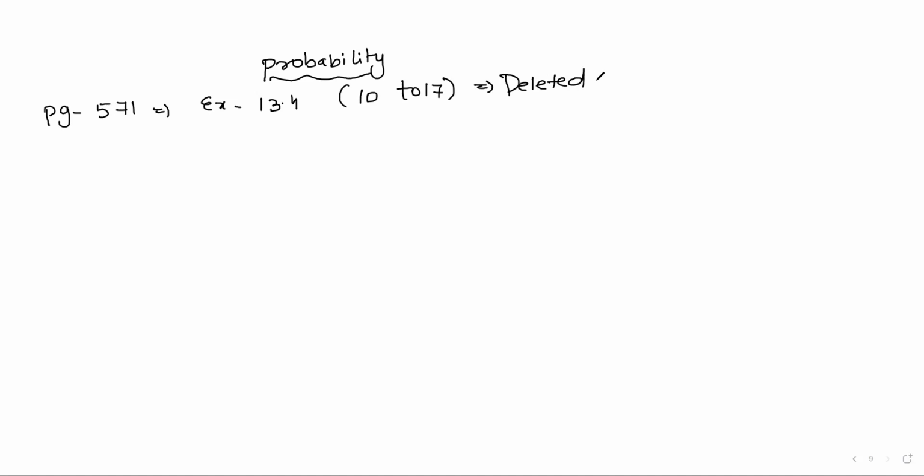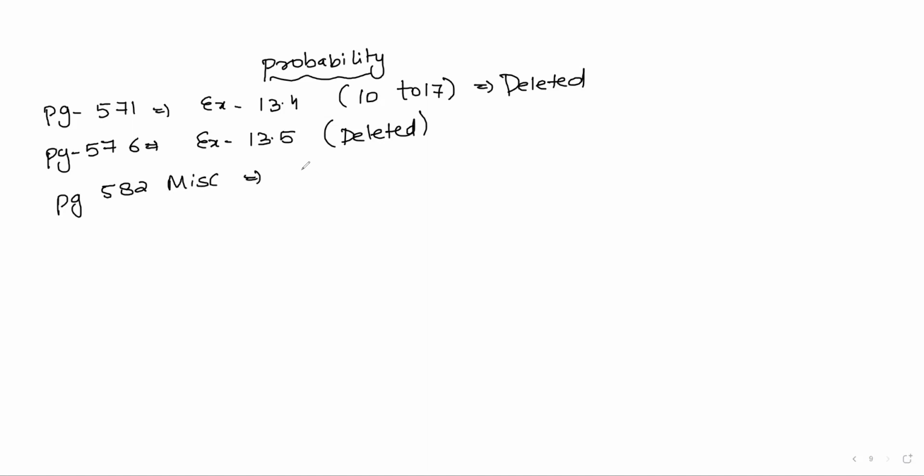The topics in this, like calculating mean and calculating variance, are not in our syllabus. Next page 576, you can mark it in the book also, complete exercise 13.5 has been deleted. This has questions related to Bernoulli trials, which is not in our syllabus. Next page 582, Miscellaneous: question numbers 5, 6, and 9 have been deleted. So we need to cut these three portions. Please mark this, then we start. Please let me know once this is cut.